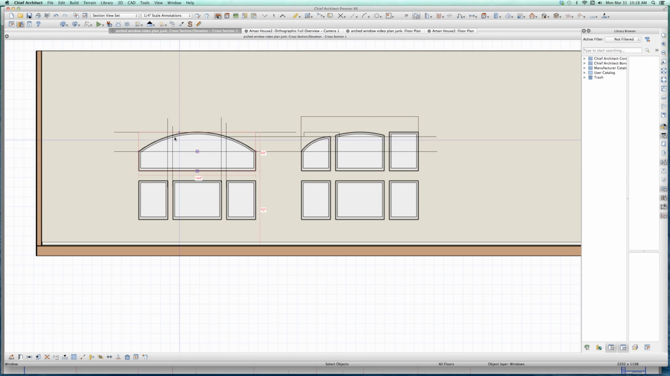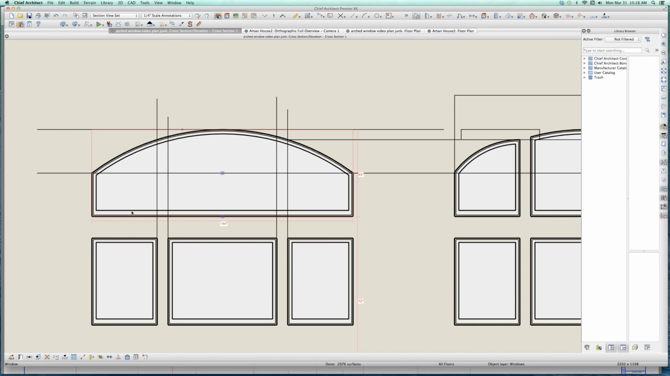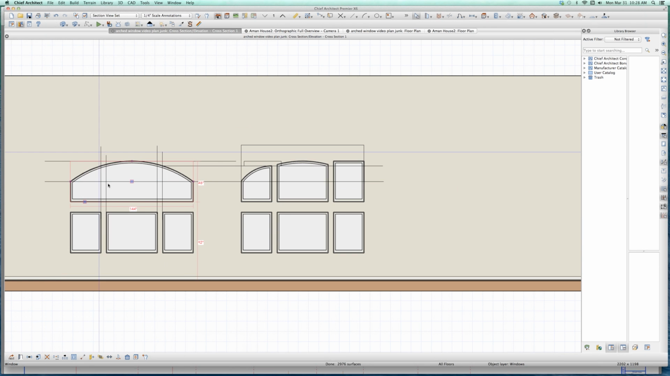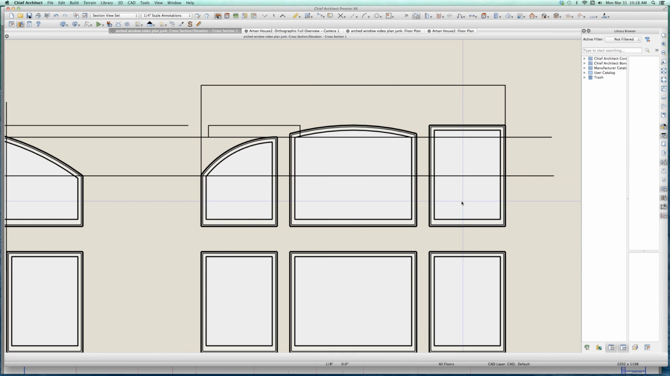Essentially, this is what Dave wants to do. Look, he's got three fixed glass windows down here, right? And he wants an arched window up above. But he wants this arched window to be actually in three different windows. One, two, three. This is what he wants.